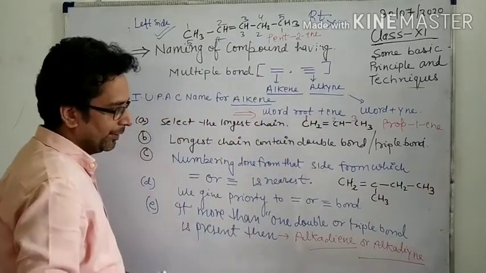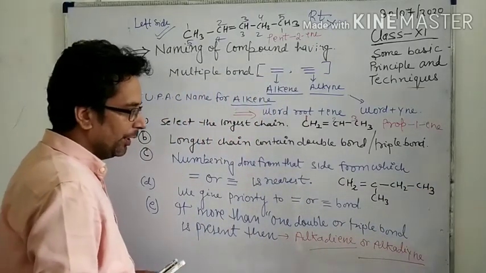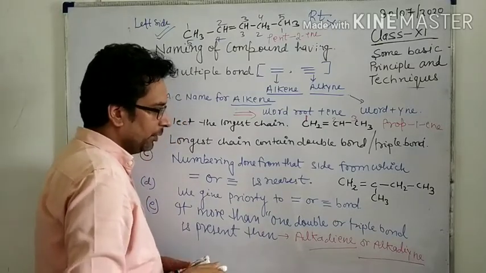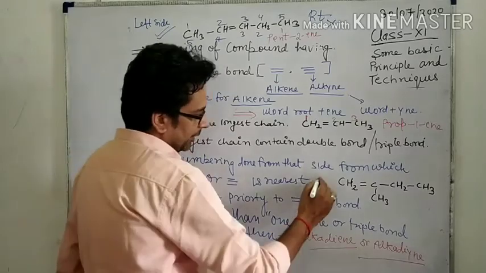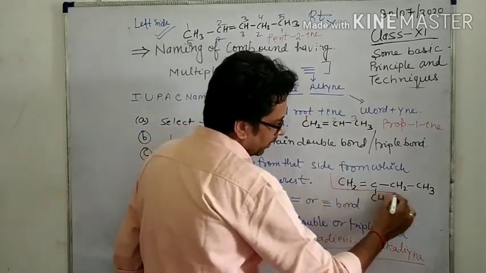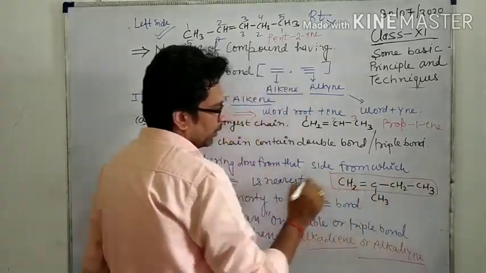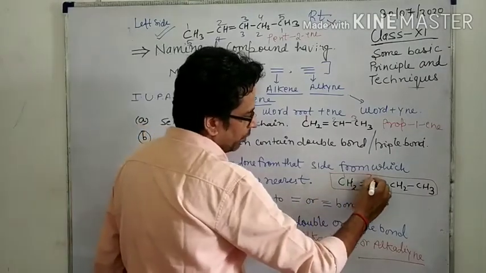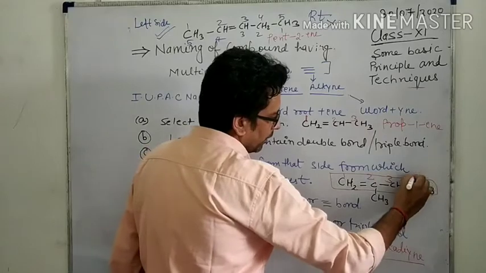This one, next example. Okay, now look here. First we select the longest chain. Which one is the first longest chain? This is the longest chain. Okay, and numbering from 1, 2, 3, 4.